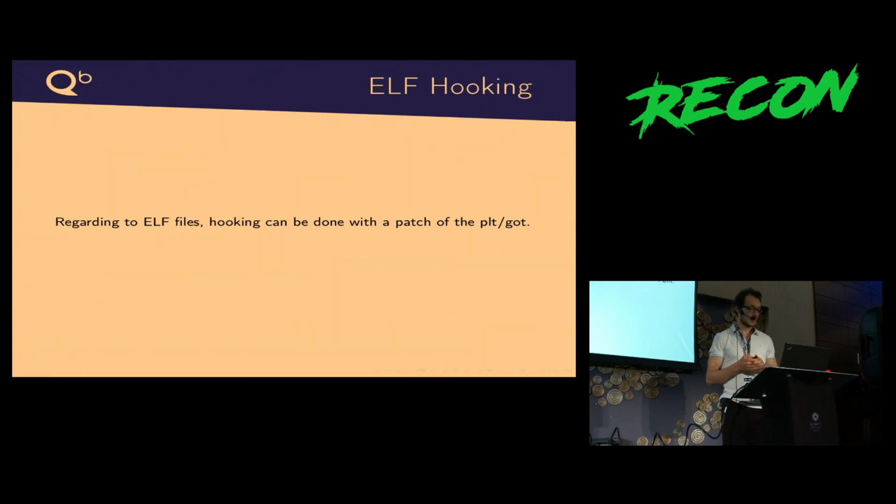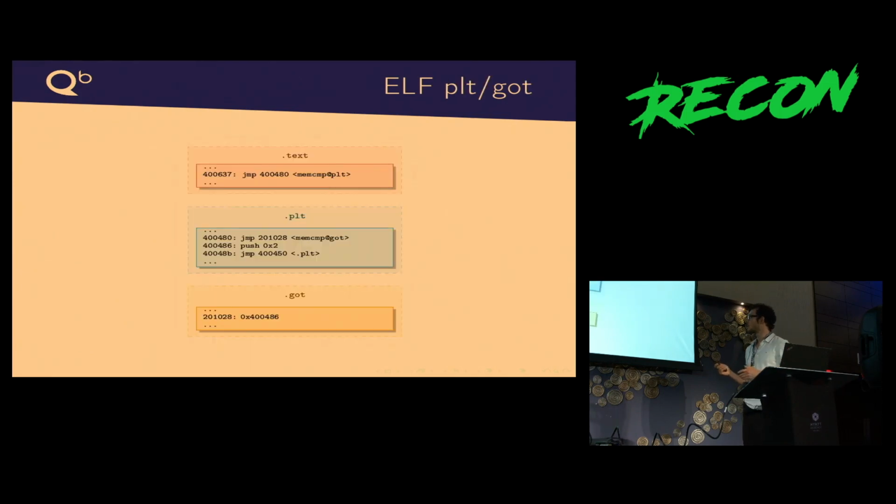Regarding the ELF file, we can use the PLT-GOT mechanism to do hooking. Basically, if your program calls, let's say, the memcmp function, it will first jump into the PLT section that contains a trampoline, which is actually generated by the compiler. From the PLT section, it will jump into the GOT section. And the GOT section contains either the address of the memcmp function from the libc, for example, or the address of the next instruction in the PLT that will do the resolution of memcmp.